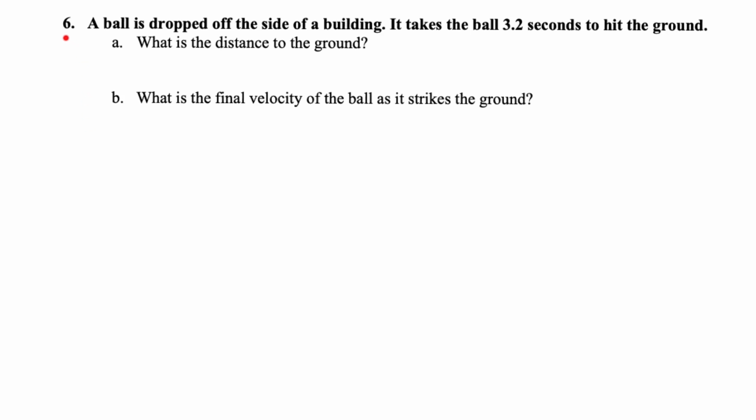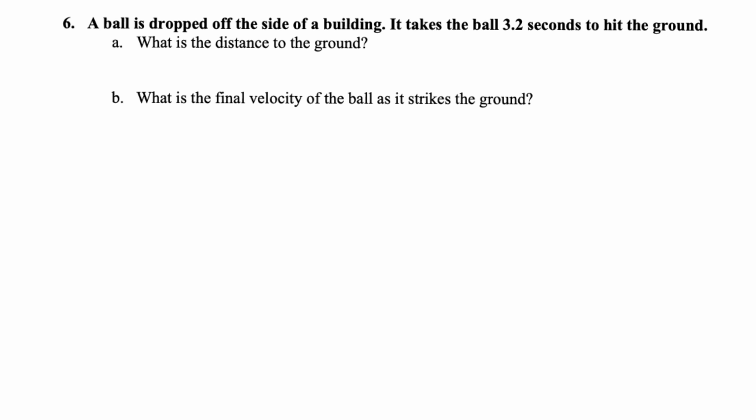Hey y'all, this is question 6 from your quiz 3 study guide. In this question, a ball is dropped off the side of a building and it takes the ball 3.2 seconds to hit the ground. In part A, we want to know what the distance to the ground is. And in part B, what is the final velocity of the ball as it strikes the ground?